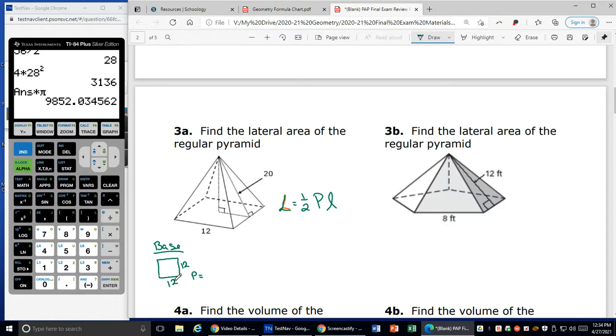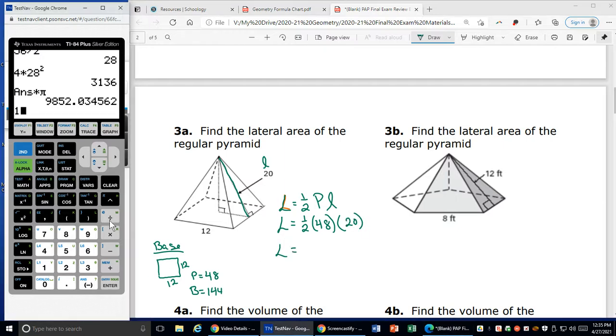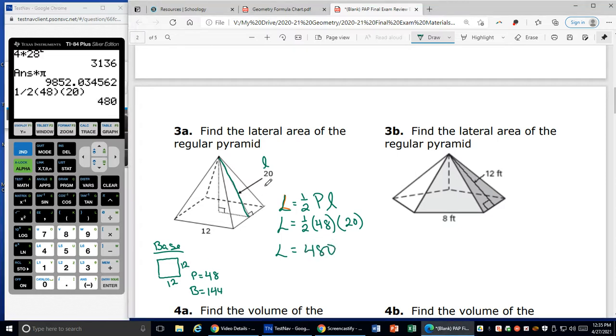My perimeter is going to be 12 plus 12 plus 12 plus 12, or 12 times 4. My area would be 12 times 12, which is 144, although I don't need the area for this one. My lateral area is 1/2 P times the slant height, which they've given me, my L, is 20. So the lateral area is 1/2 times my perimeter, 48, times my slant height, 20. 480 units squared.